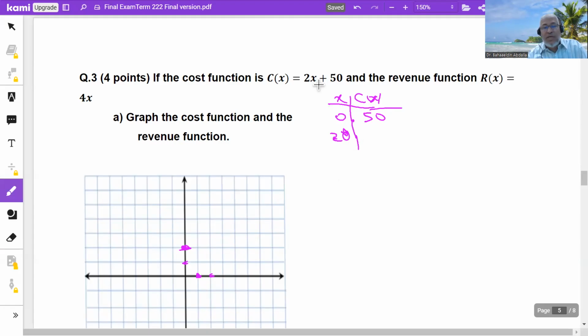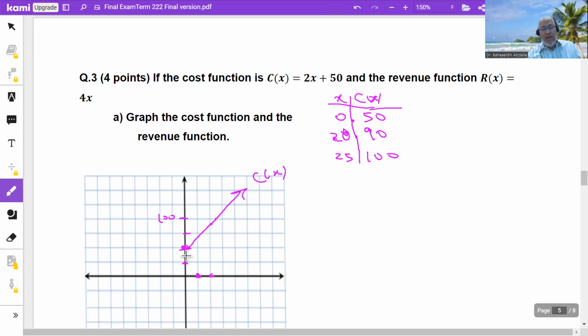If x is 20, I'll have 40 plus 50, that's 90. So this is 50, this is 75, this is 100. So 90 would be somewhere here. At 20, it's 90, somewhere here. So let me check 25, for example. 2 times 25 is 50, plus 50, that's 100. So I have 100 here. So at 25, it is here. So this function is the cost function.